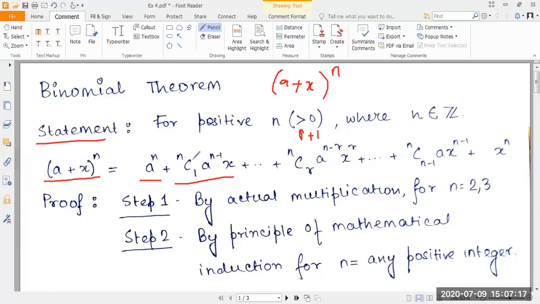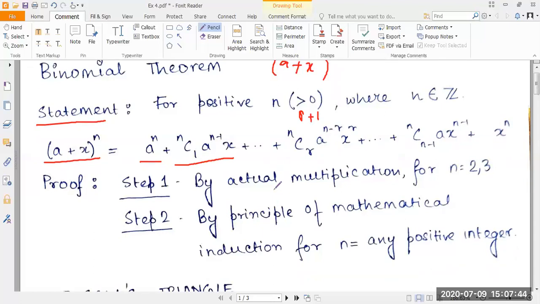Why, you ask? Because this term is the second term, but we have 1 over here. So if we have r over here, this will be the r plus 1th term. So the r plus 1th term is nCr a to the power n minus r x to the power r. Moving on, we have the second last term nC(n minus 1) a into x to the power n minus 1, plus the last term being x to the power n.